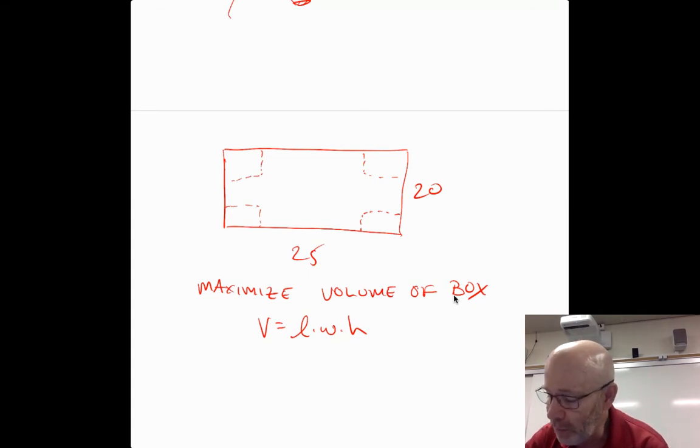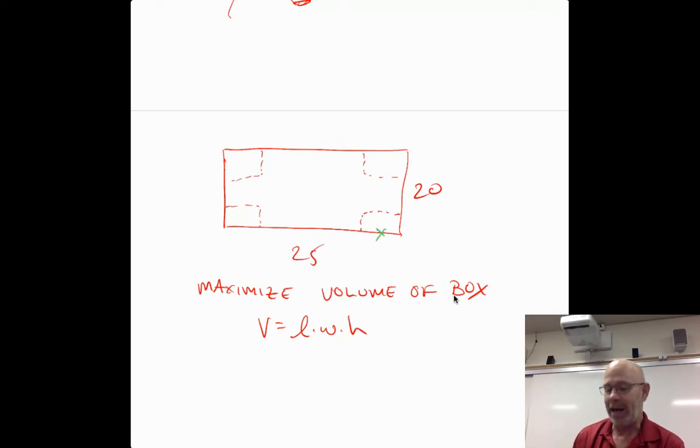So, like most problems, you need a variable. I'm going to call that X right there. So I call that X. All these corners are X's. They're all X by X by X by X. We're going to cut these out, and we're going to go from there.